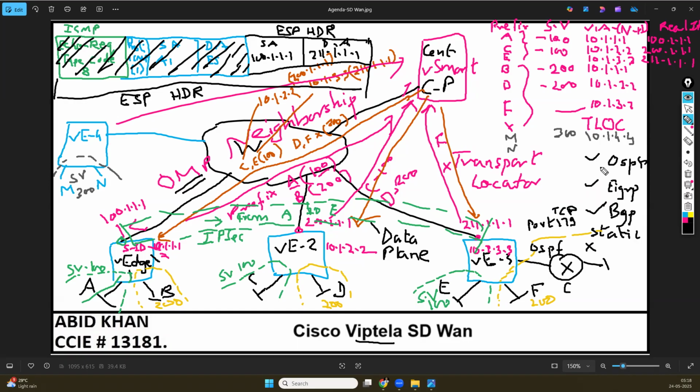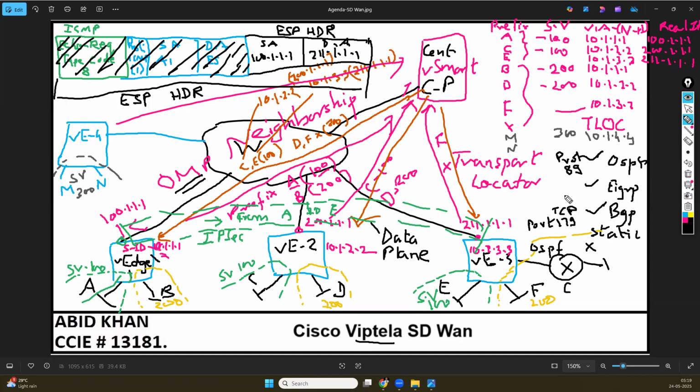What about OSPF, guys? OSPF is TCP or UDP? No. OSPF, EIGRP, they are protocols. They don't have port numbers. Like how ICMP, I have written here, ICMP protocol number 1. Same way, OSPF has protocol number 89. Protocol number 89.